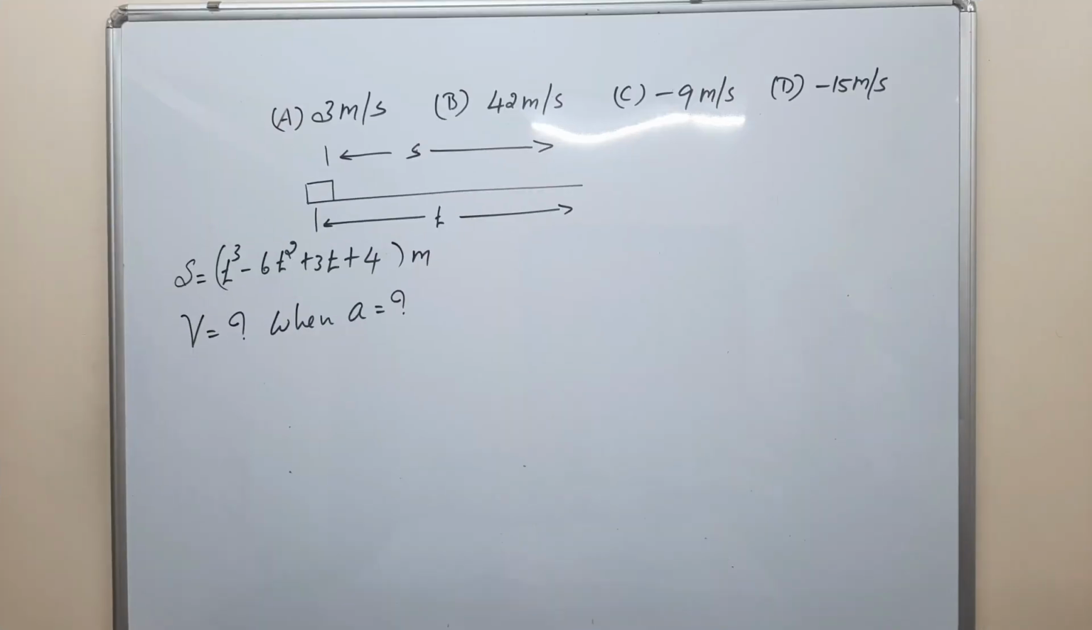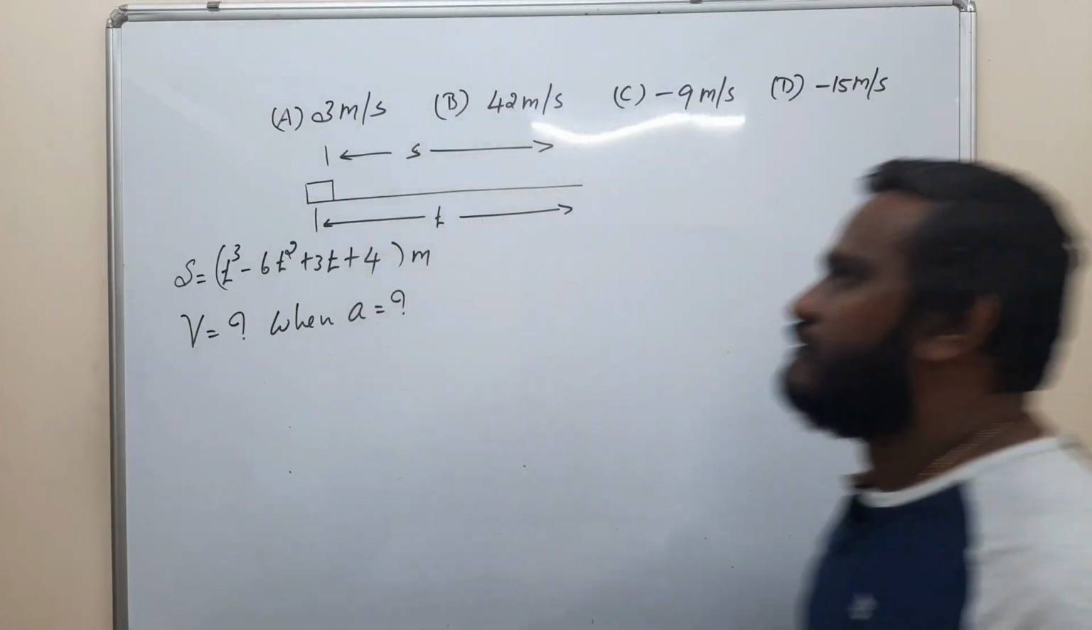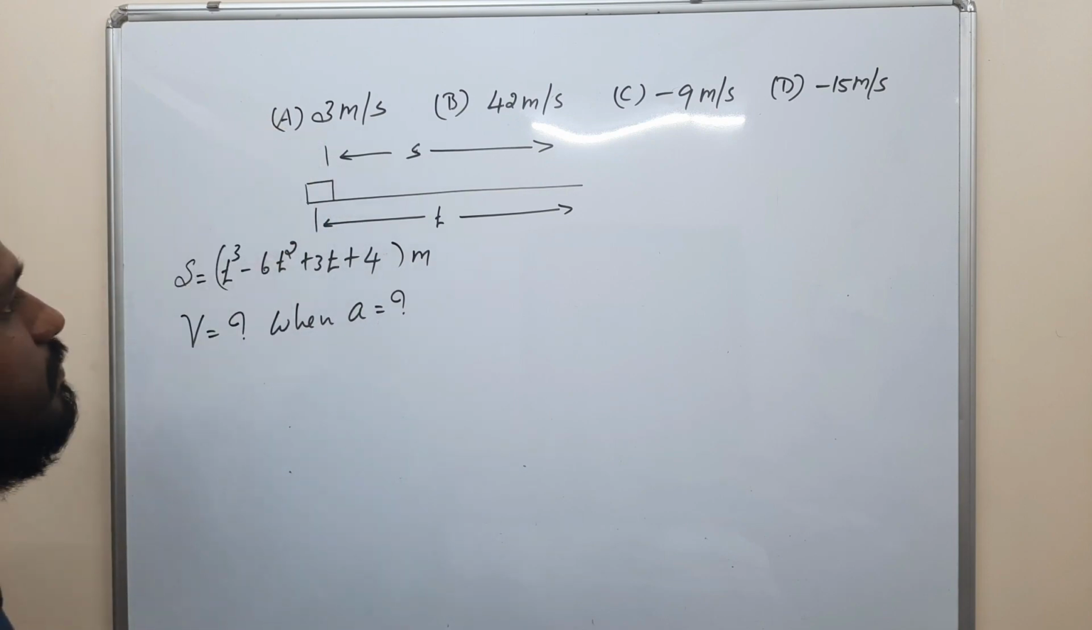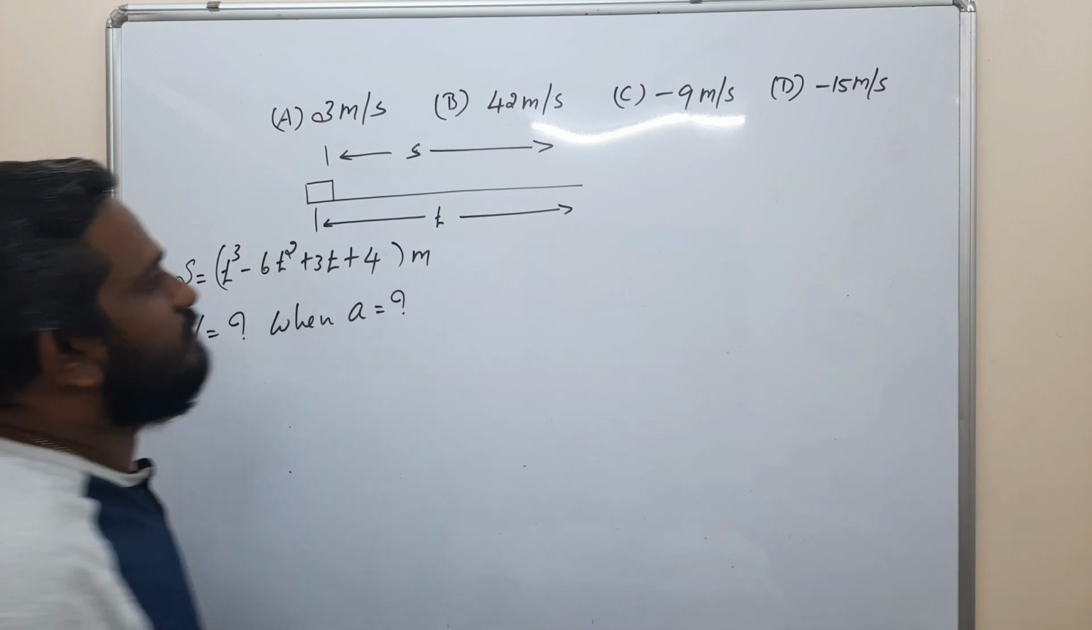So option D, alpha beta t divided by alpha plus beta, is the answer. Okay, the next question: a particle moves along a straight line such that its displacement at any time t is given by s is equal to t cube minus 6t square plus 3t plus 4 meters. The velocity when the acceleration is 0 is. These are the 4 options: A 3 meter per second, B 42 meter per second, C minus 9 meter per second, D minus 15 meter per second.